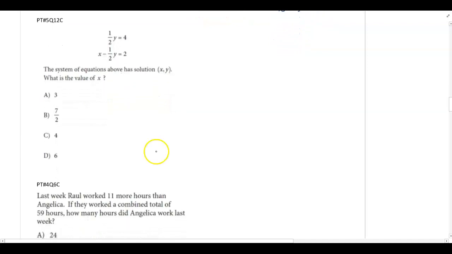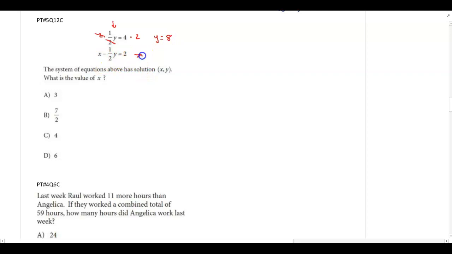All right, the next one. This goes back to one of those tricky ones. The system of equations above has a solution (x, y). What is the value of x? Now, there's two ways to do this, right? The way I initially did it was I said, okay, if I'm looking for x, I eliminate y. So what I'm going to do here is solve this equation for y by multiplying by 2. And that would give me, these eliminate and leaves me with y equals 8.